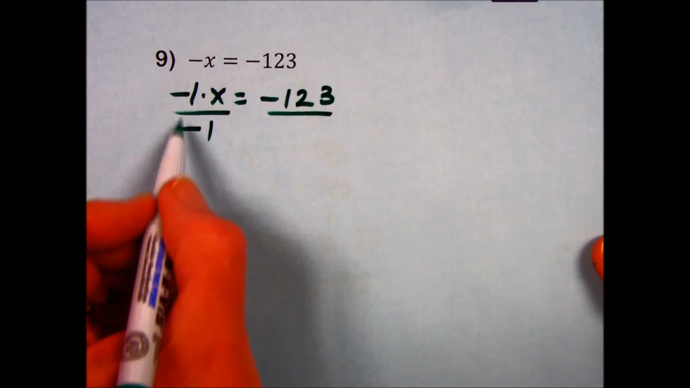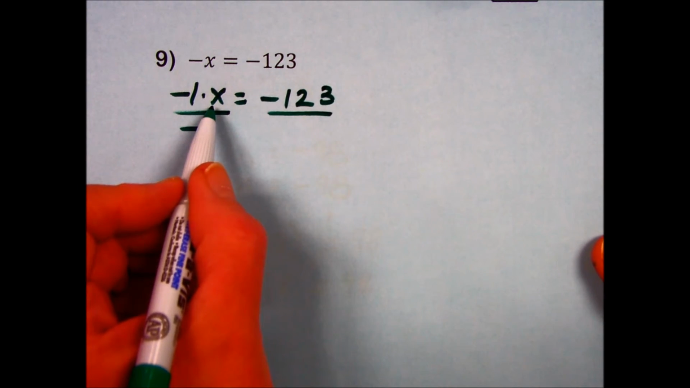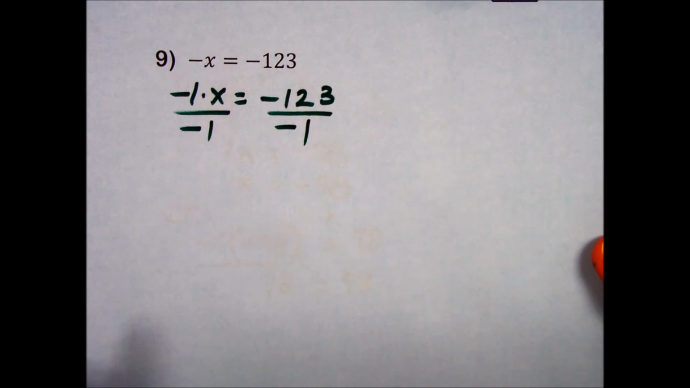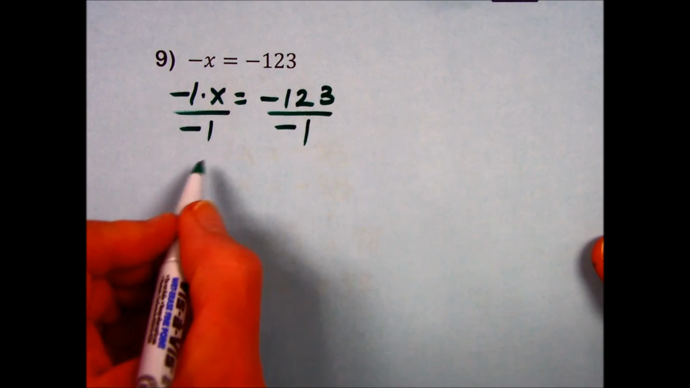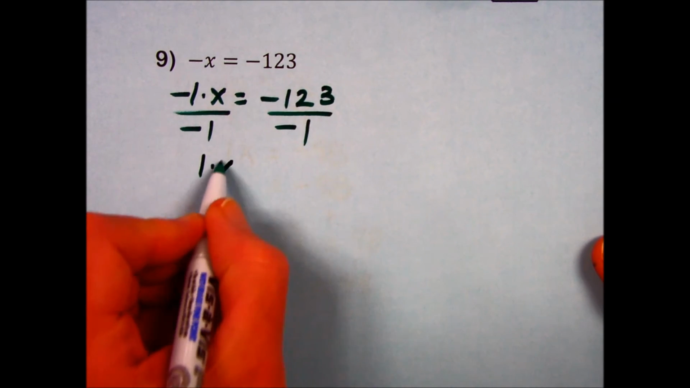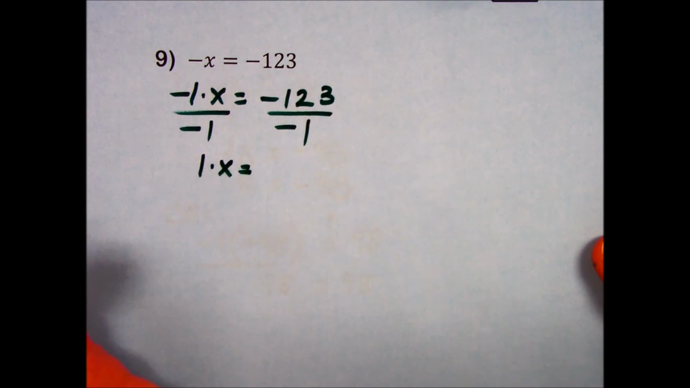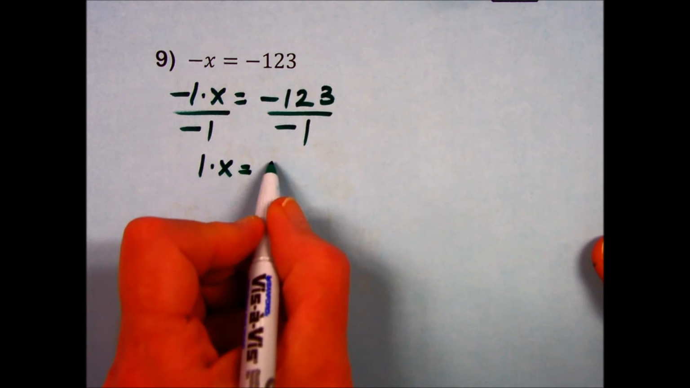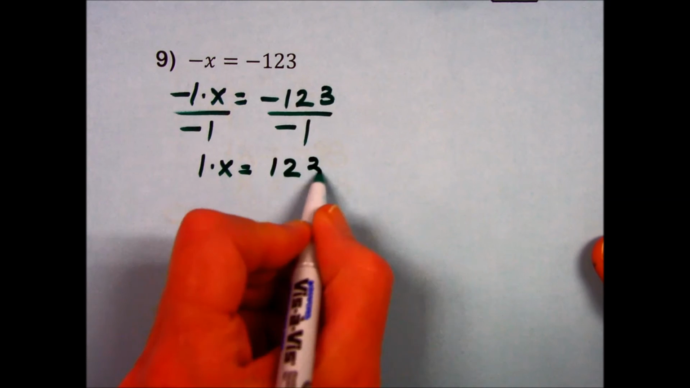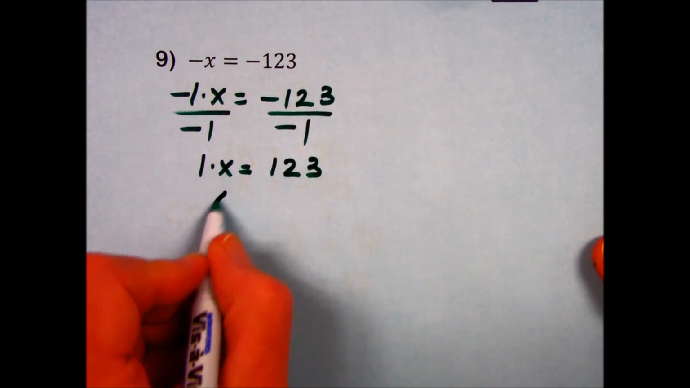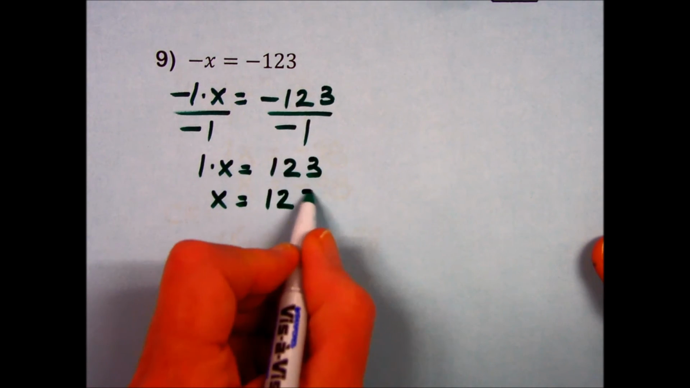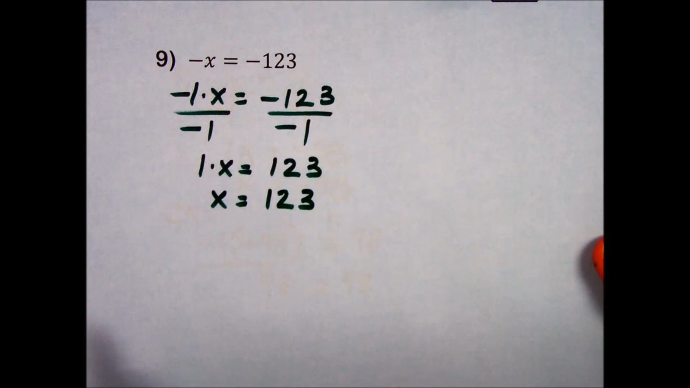We want the result to be a positive 1 for the coefficient on our x term. To maintain equality, both sides need to be divided by negative 1. The negatives cancel out. 1 divided by 1 is 1x. A negative divided by a negative cancels one another out or results in a positive. 123 divided by 1 is 123. 1 times x gives us the x. Our solution is a positive 123.